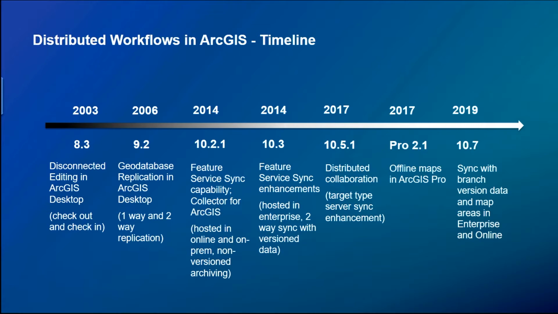And we introduced the concept of non-versioned archiving. So for the first time with that release, you didn't have to version your data. Up until then, you had to version your data in order to use these offline workflows. Now you didn't have to. You just had to archive it.